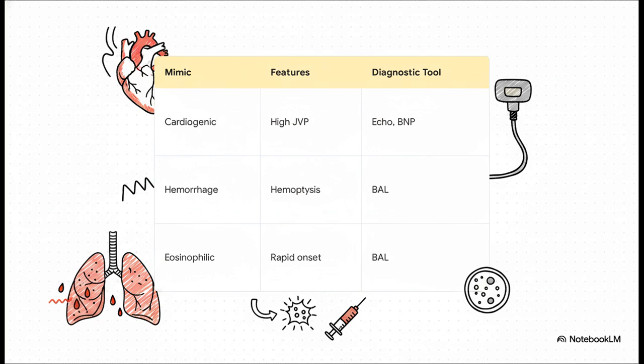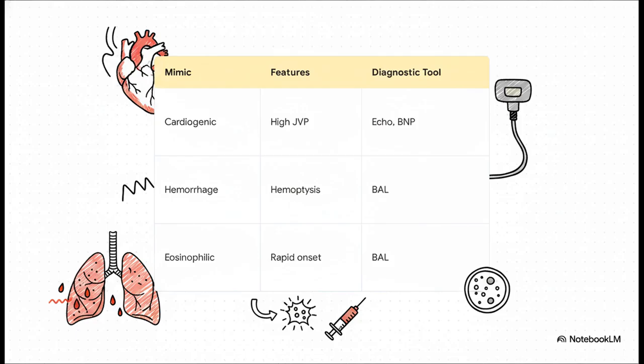To solve this mystery, doctors have to systematically rule out the imposters. Take cardiogenic pulmonary edema, for example, which is basically heart failure. It floods the lungs with fluid, exactly like ARDS. But you'll see an elevated jugular venous pulse and a really rapid response to diuretics. We'd confirm that with an echocardiogram.